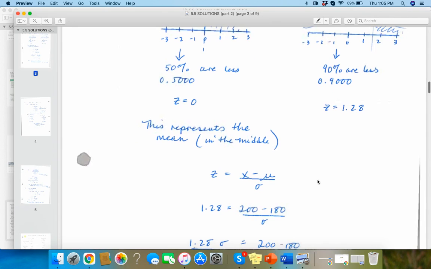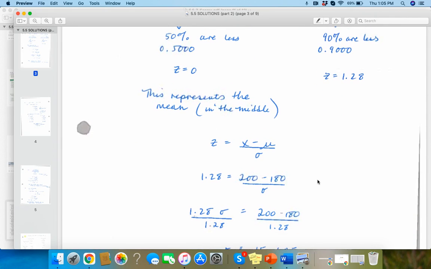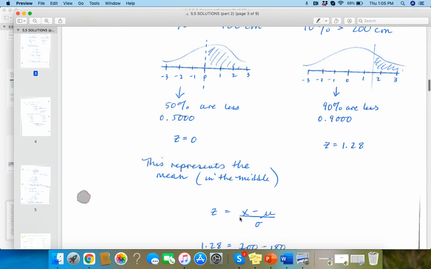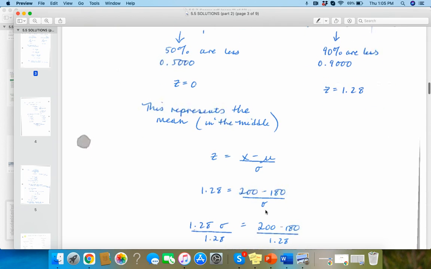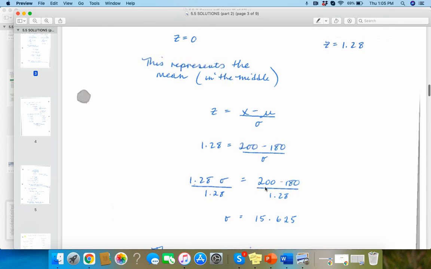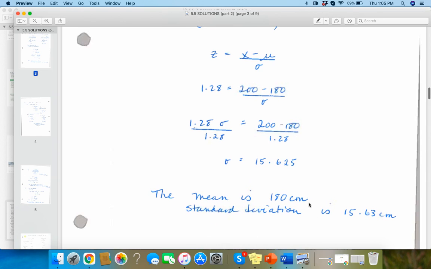Once you have the z-score, we should be able to find the rest of it fairly easily. We need to find the standard deviation. Our z-score, 1.28. The actual value that we're working with right here was 200 minus the mean, and now we have a chance of finding the standard deviation. Multiply by 1.28 on both sides, multiply both sides by sigma, or the standard deviation, first, and then divide by 1.28, and we get a number of 15.625. So the mean is 180 centimeters, and the standard deviation is 15 point, and I rounded it to 2 decimal places, 63.